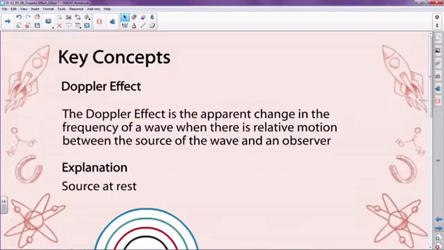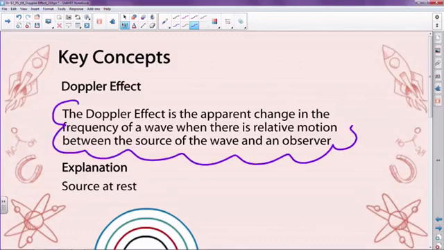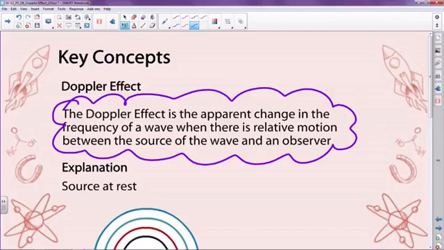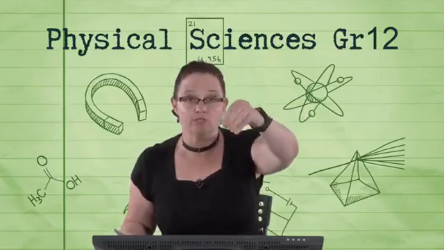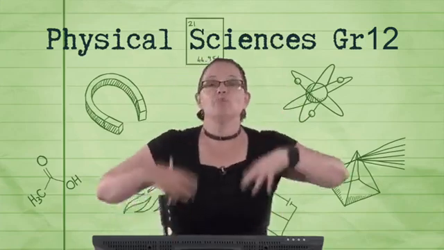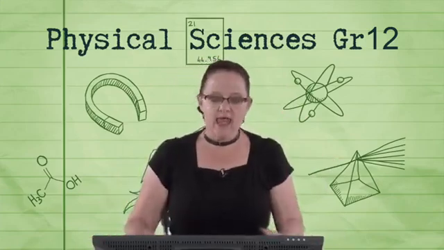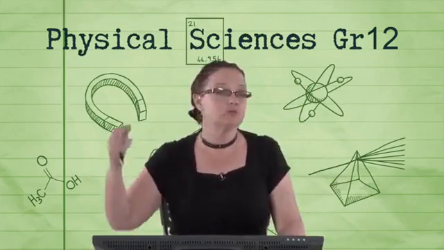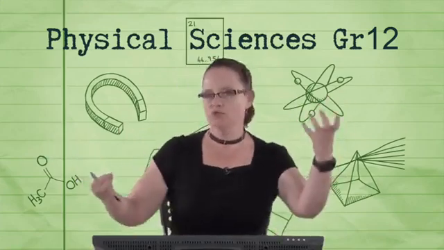So let's get straight into what Doppler is. Now, the definition for Doppler is right here. It is the apparent change in frequency. Apparent change. The only way the frequency of a sound or a wave can change is if the source actually changes. But it's an apparent change, an observed change in frequency, and it's when there is relative motion between a source and the observer.